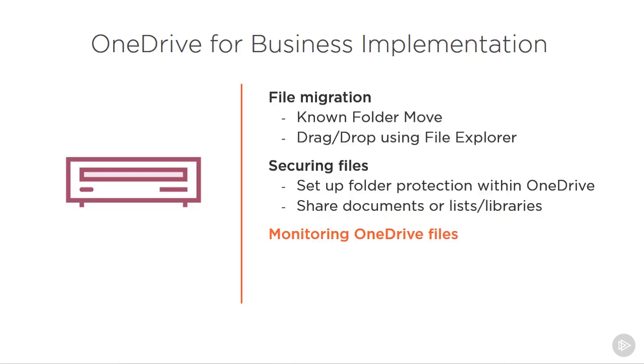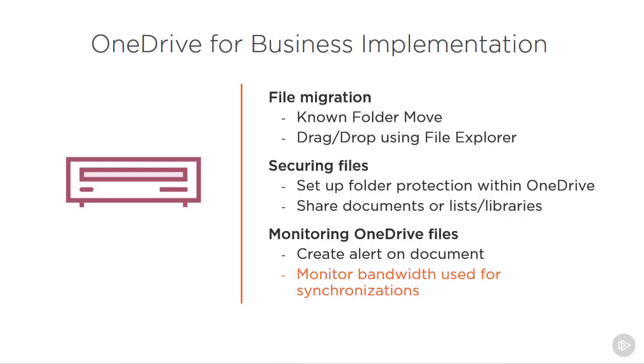Now, we also want to be aware of monitoring OneDrive file options. So I can actually create alerts on my documents from within the OneDrive for Business interface. But as an admin, I may be concerned about the synchronization process. So I'm going to want to monitor bandwidth that's going to be used for the synchronization process. And I can use tools like the Microsoft Message Analyzer or any third-party speed test tools to measure just how much bandwidth is being consumed when a download happens and how much throughput is generated when we're synchronizing.